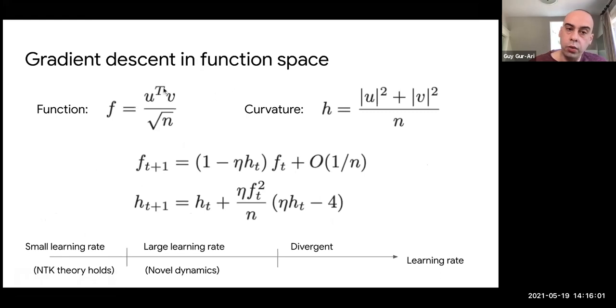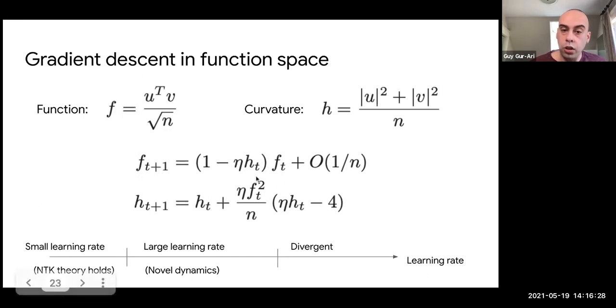So the main trick we're going to use is, instead of analyzing the equations in parameter space, u and v space, we're going to switch to thinking about them in function space. So instead of tracking each individual parameter, we're going to think about how the function as a whole evolves under gradient descent. And so this is the update equation for the function. So I update the weights with one step of gradient descent. This is what happens to the function.